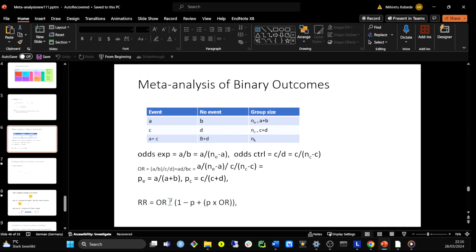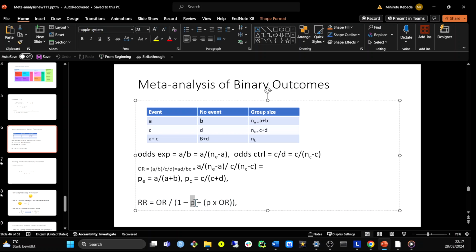If you wish to pool all the effect sizes, let's say you have more studies reporting risk ratio and you have one study reporting odds ratio, then if you know the prevalence, you can convert that odds ratio into a risk ratio using this conversion formula. As you can see from this formula, this is the odds ratio divided by 1 minus prevalence plus prevalence times odds ratio. This is how you convert an odds ratio to a risk ratio.